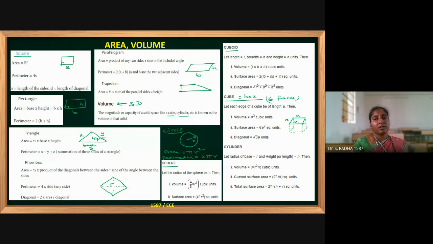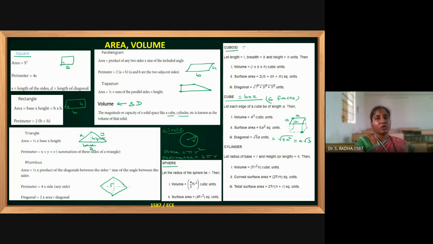Diagonal is from this corner to the opposite corner, the top left corner to the opposite bottom corner. Okay, that is the diagonal. That is square root of 3A square. If you apply square root to A square, it will become A. So which is nothing but A into root 3. A into root 3 is the diagonal in the case of cube.